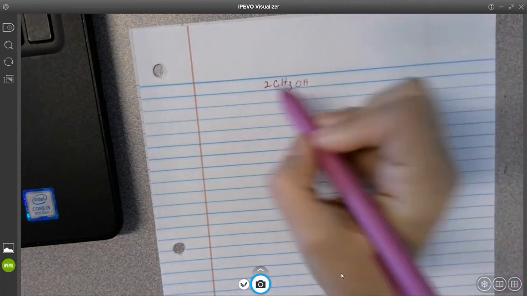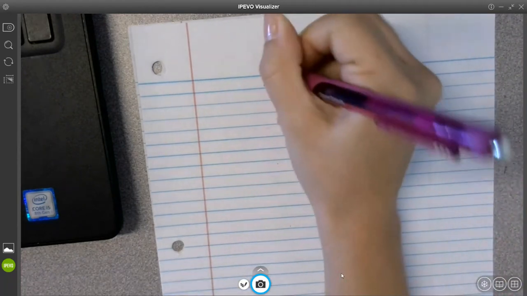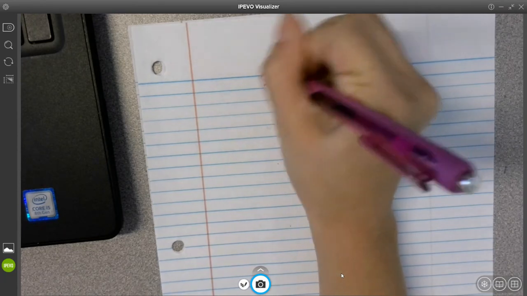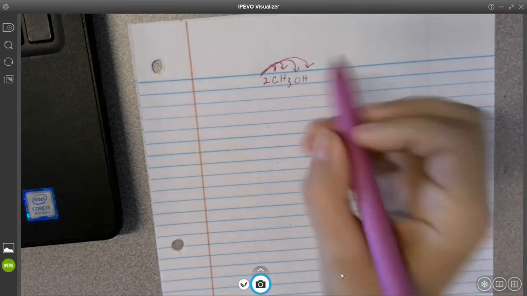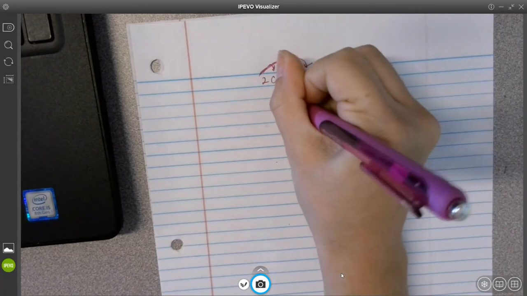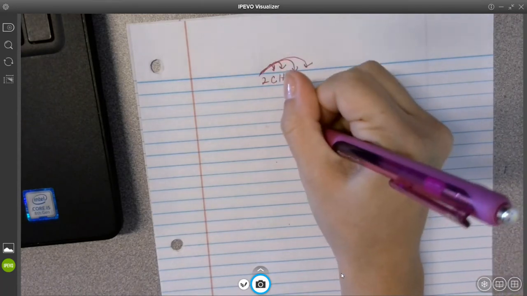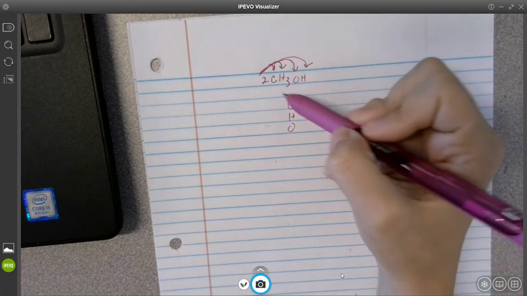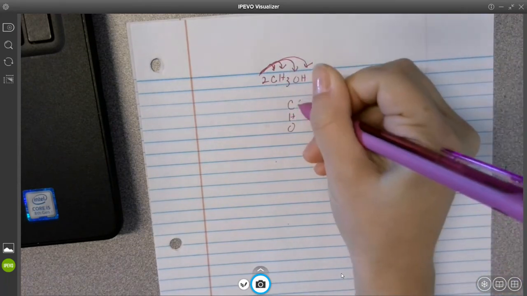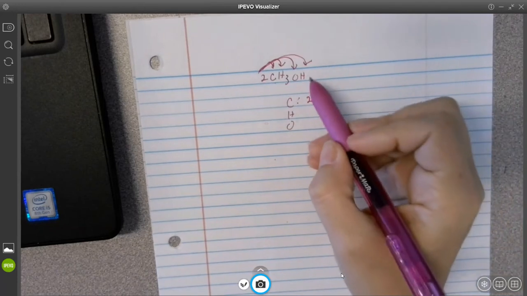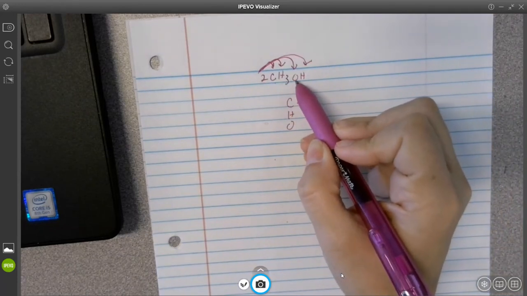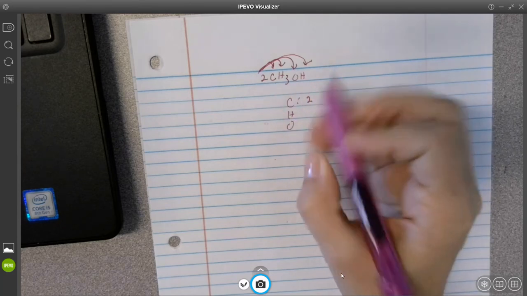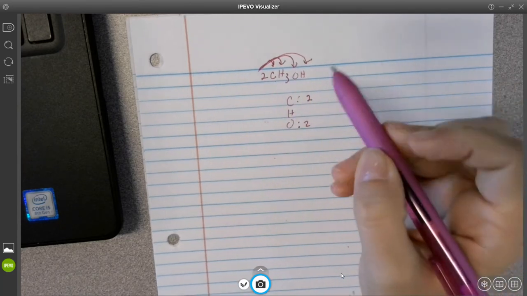2CH3OH. Again, my coefficient can be considered distributive, so it can be multiplied out. I look at carbon, hydrogen, and oxygen. Those are the 3 elements I have in this compound. 2 times 1 is 2. I'm going to skip hydrogen. We're going to come back to that one.